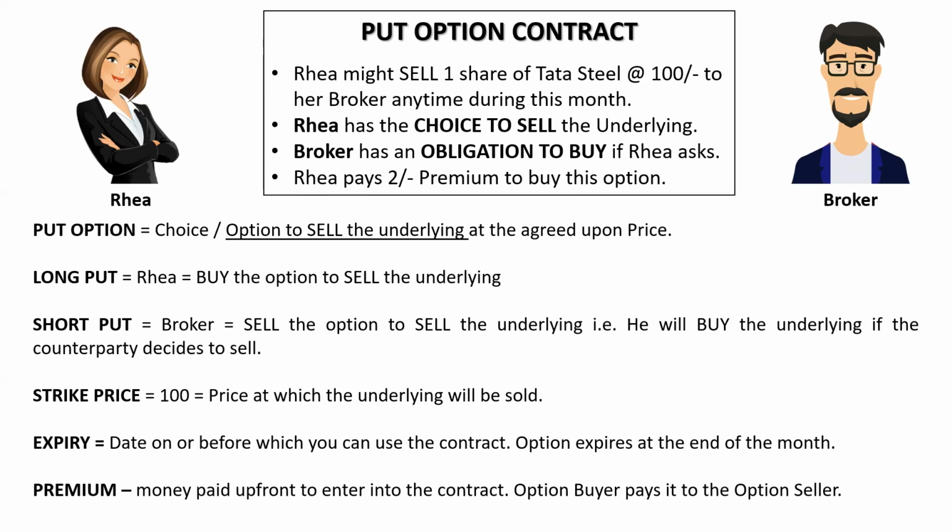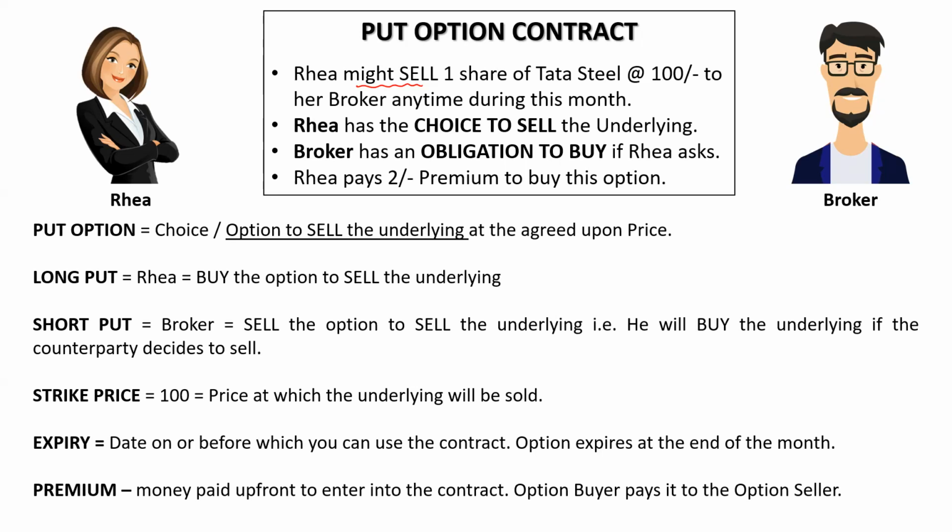Ria might sell one share of Tata Steel at 100 to her broker anytime during this month. So she might sell. This is an option contract to sell the underlying. Ria has the choice to sell the underlying. The broker has an obligation to buy if Ria asks. That means if Ria says that she is going to sell her share to the broker, the broker compulsorily has to buy it from Ria. Ria pays a premium of 2 to buy this particular option.